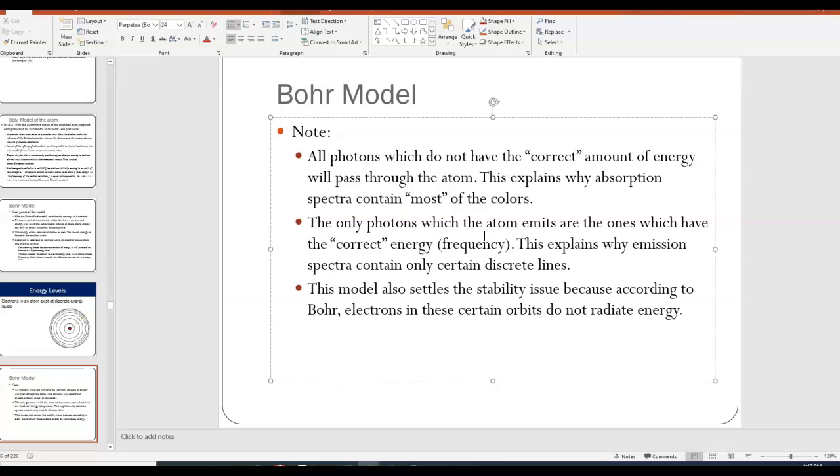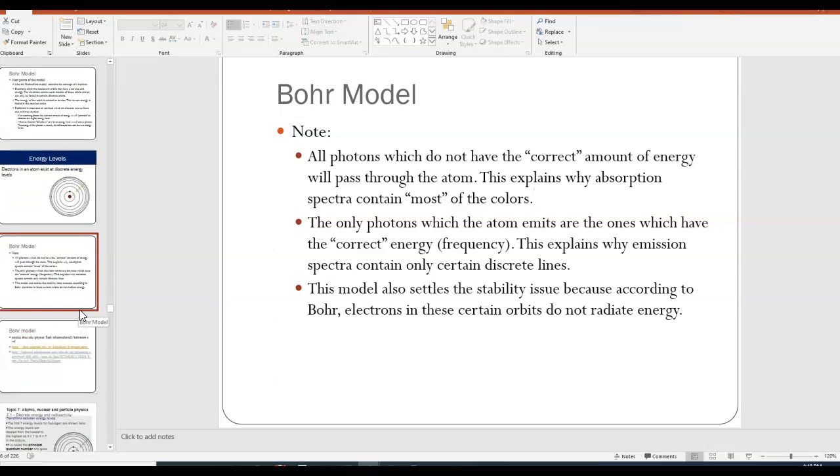The only photons which the atom emits are the ones which have the correct amount of energy. This explains why emission spectra contain only certain discrete lines, and this model also settles the stability issue because, according to Bohr, electrons in these certain orbits do not radiate energy, even though it's just because Bohr says so.